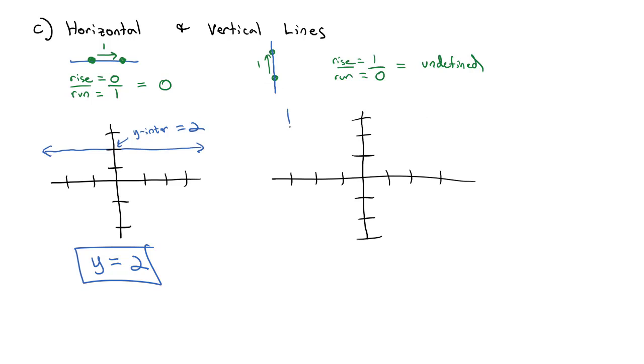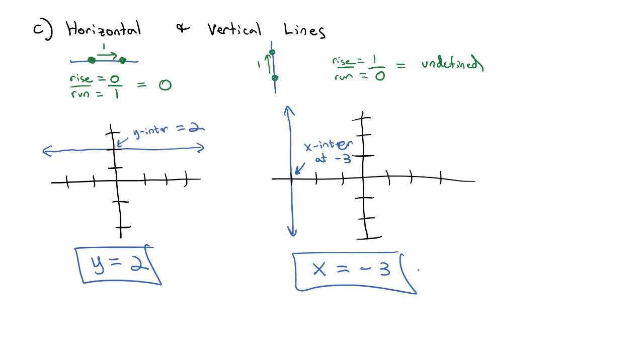Say this is our graph. There is no y-intercept, but there is an x-intercept. At, in this case, -3. So we'll say x equals, because it crosses the x-axis, -3. And what you notice is on this vertical line, no matter where I am on the vertical line, x is always equal to -3. Hence the equation.